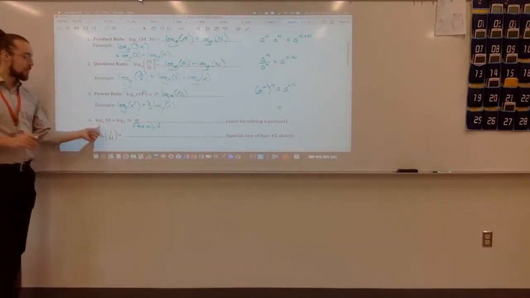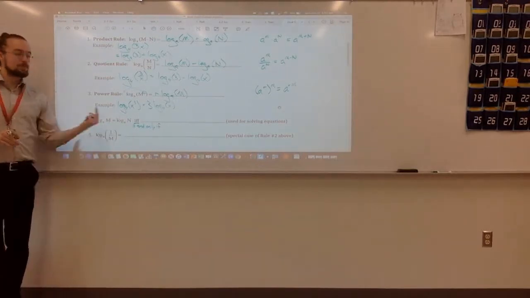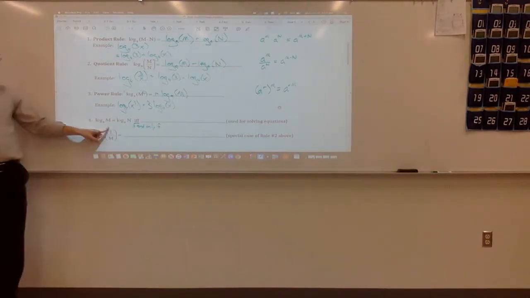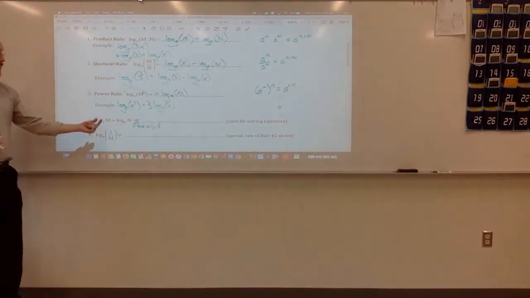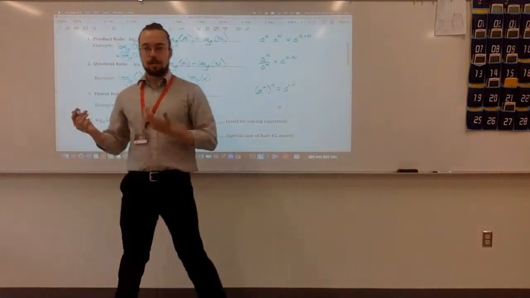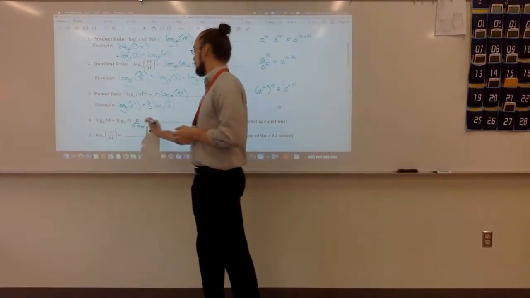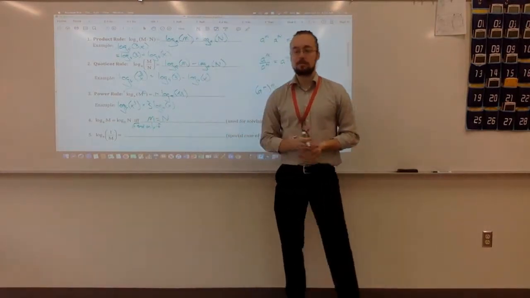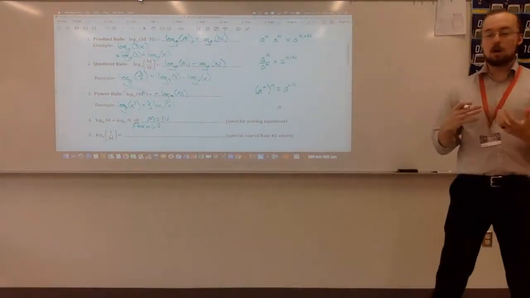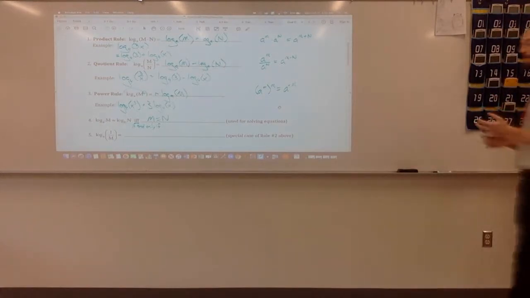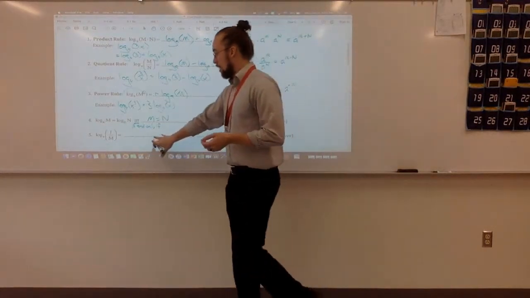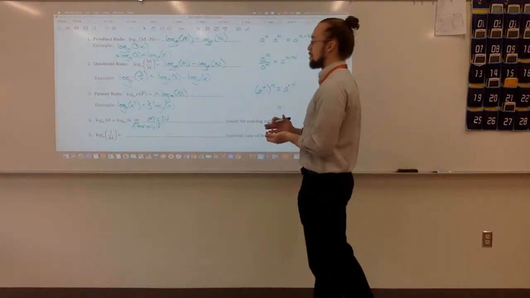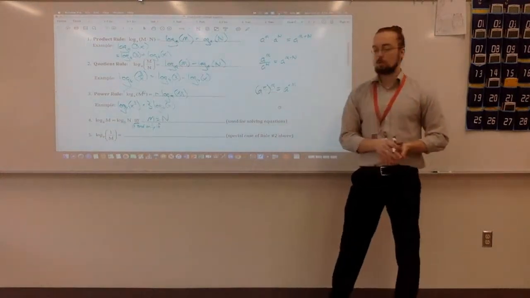So for this statement, if we have two logs that are equal to each other with the same base, that's important. In this statement, notice the bases are the same. Then what's on the inside of the logs has to be the same. So we can say, in this case, m would have to equal n. So if I have two logs that are equal to each other with the same base, then whatever's on the inside of those logs has to be equal.